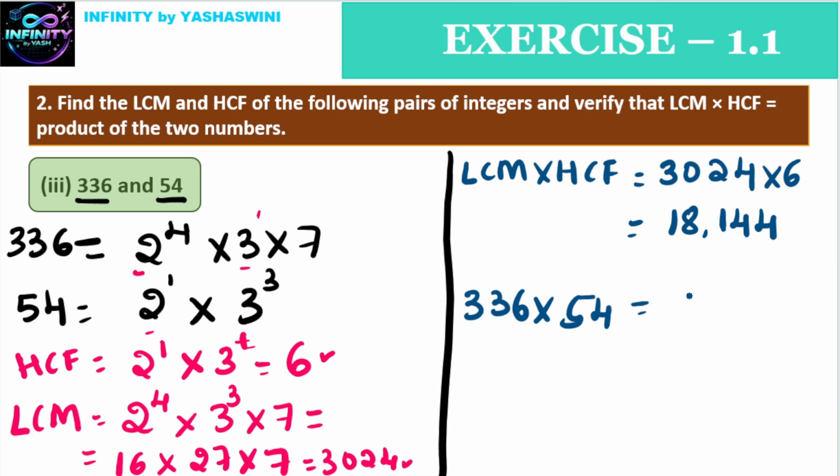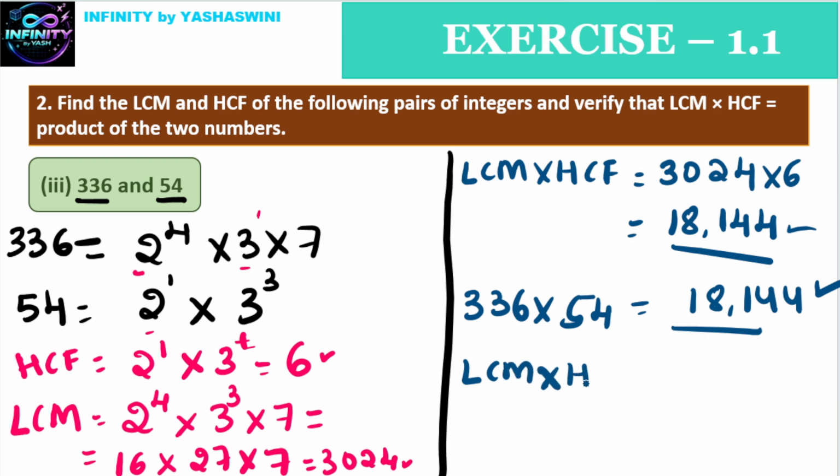336 into 54 is again 18,144. See, both the answers are same. So we can say that LCM into HCF is equal to the product of two numbers.